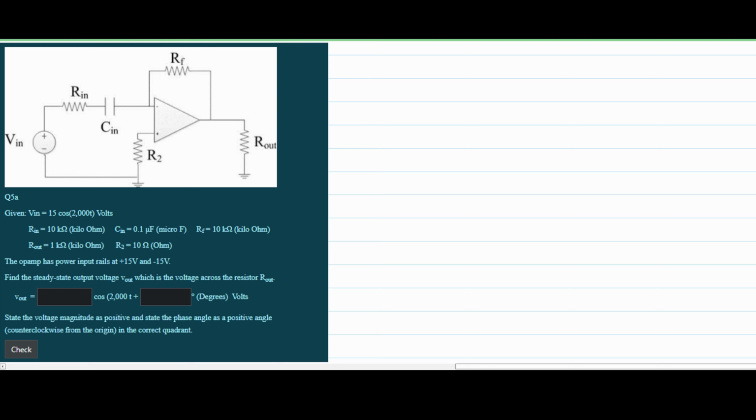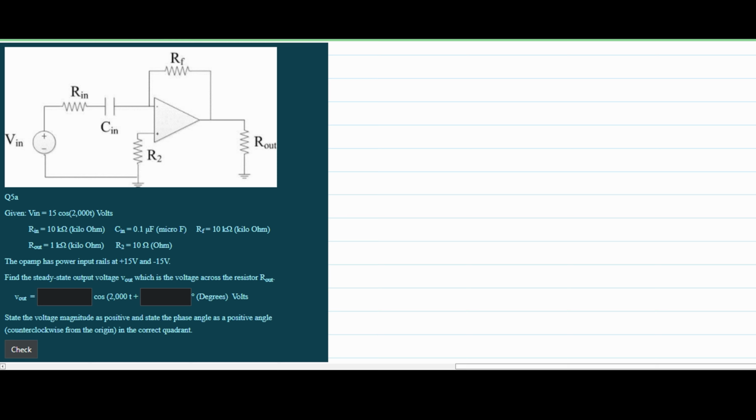For the following problem, we have an op-amp with our circuit diagram here. We are given a lot of things. We're also given the op-amp power. We need to find the steady state output voltage V out, which is the voltage across the resistor R out. And so our answer is going to be in terms of V out.